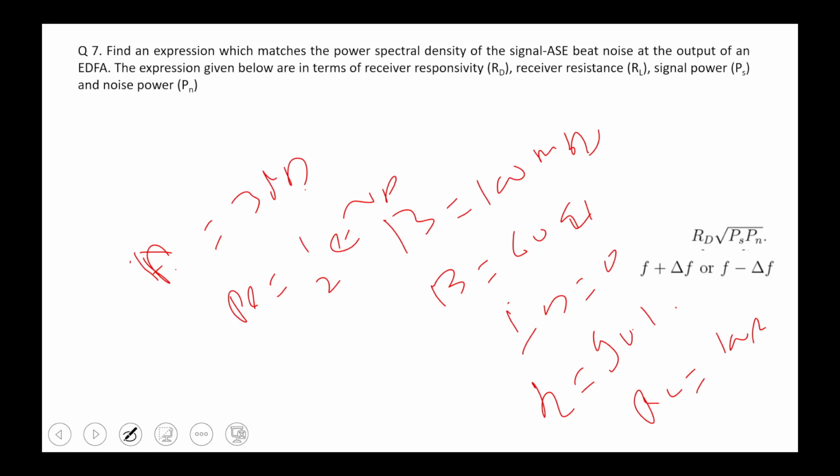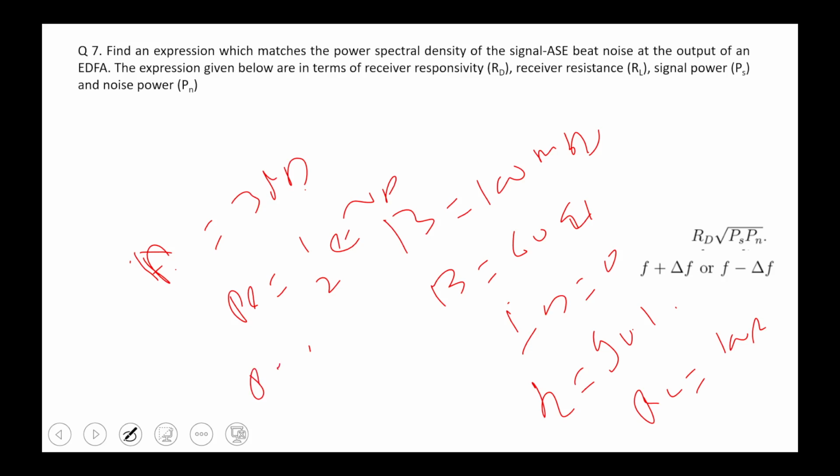So you already know the quality factor, that 10 to the power minus 12 and 10 to the power minus 9 correspond to 7 and 6. From that you can calculate the quality factor, and you have to give the power of that receiver.